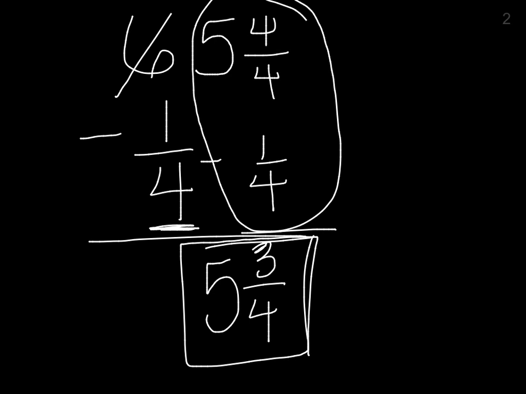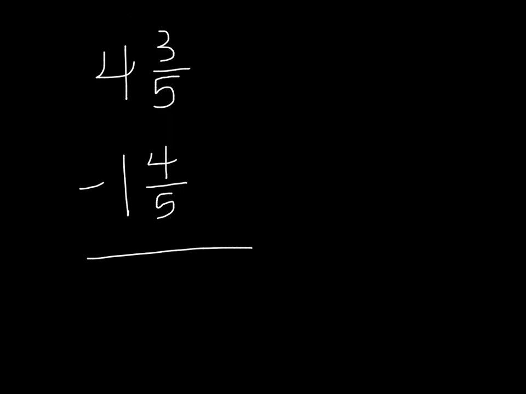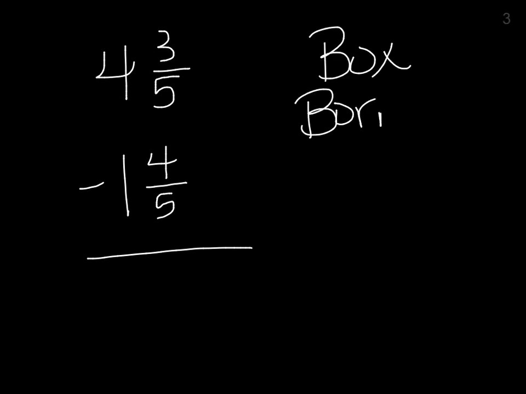Any questions? Since I cannot say 3/5 minus 4/5, I have to do something called, make sure you write down, box, borrow, add. And a lot of times you'll hear it called the BBA. The box, borrow, add. And the whole purpose of this box is to help you remember what to do.